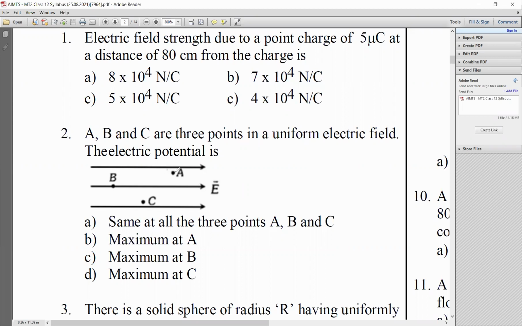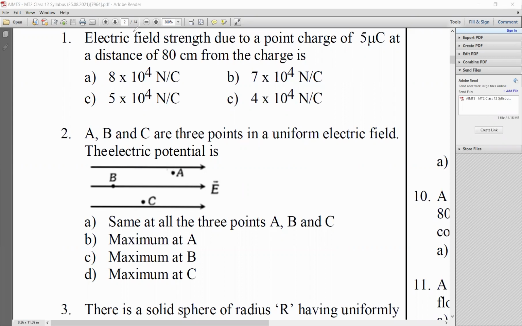That means A will have least potential. B will have highest potential. So maximum potential will be at B. Clear?